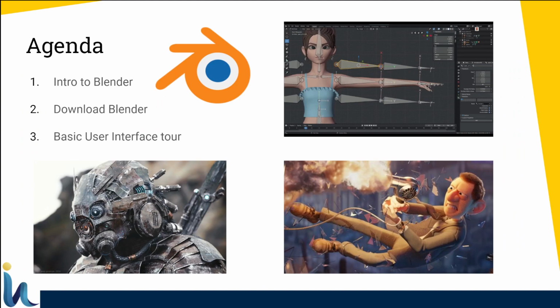On today's agenda is, first of all, a quick intro to Blender, and then I'm going to walk you through the steps to download Blender, and then we're going to go through a basic user interface tour. And the pictures on this slide are basically things that you can achieve with Blender. The cool things you can render, animations, rigging, and that orange picture is Blender's icon logo.